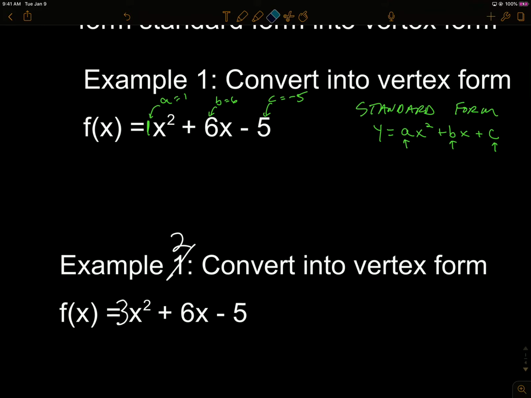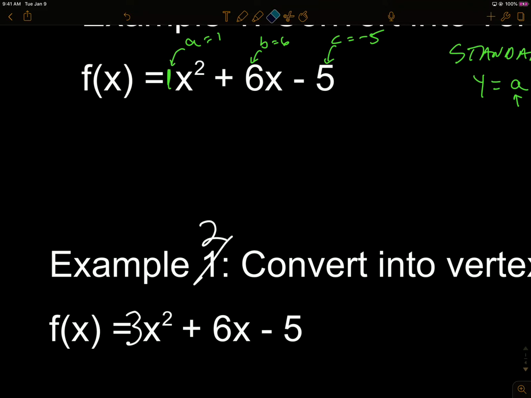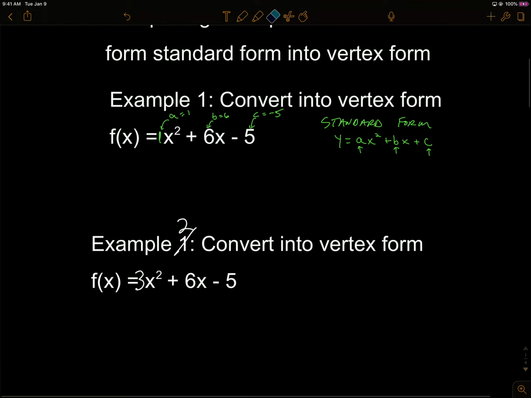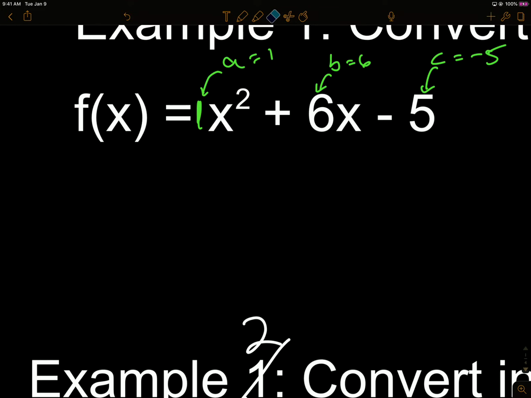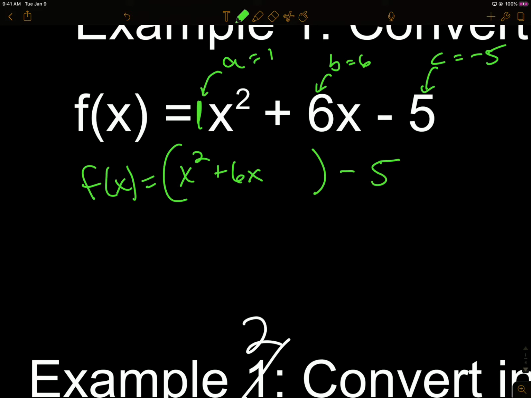We want to turn this now into vertex form. It's given in standard form. I want to make it into vertex form, so I can complete the square. Now what you want to do is take the first two terms, the quadratic term and the linear term, and make that a perfect square. So that -5 is not going to be included in our perfect square, because we're going to add some number in here to make it a perfect square.